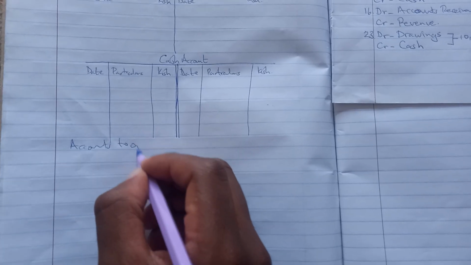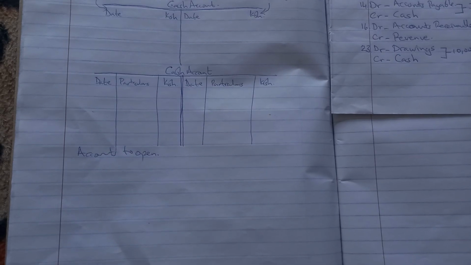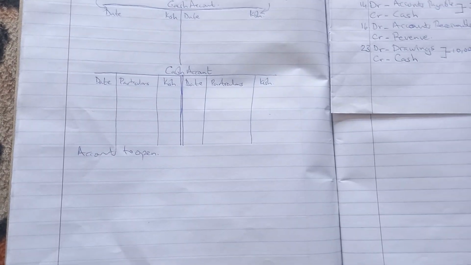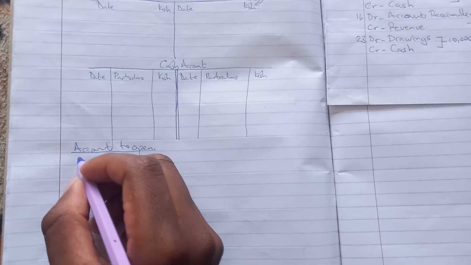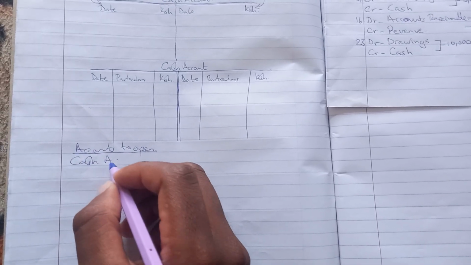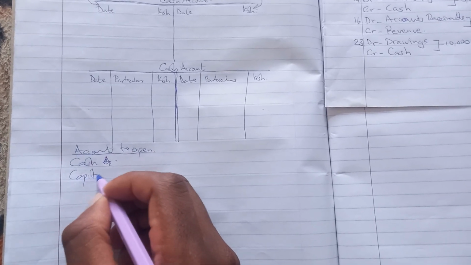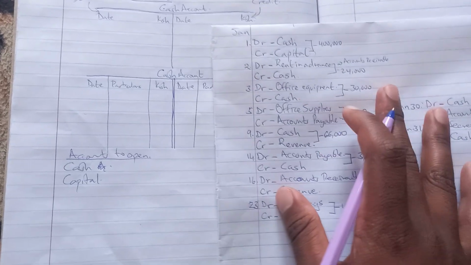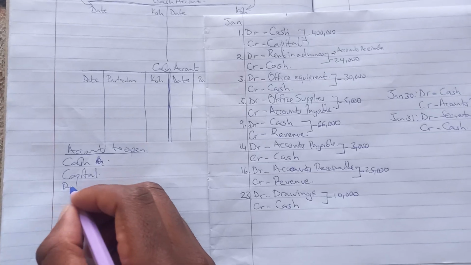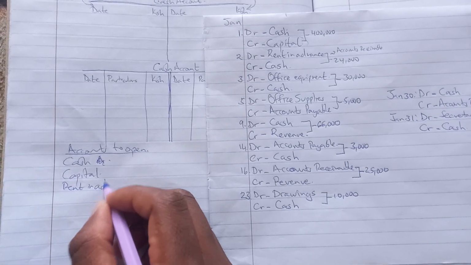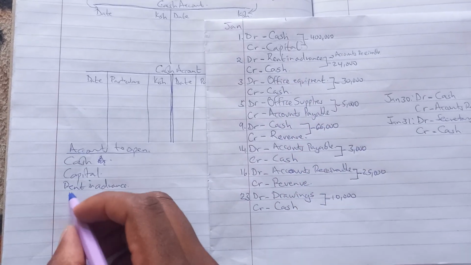Accounts to open. Okay? So, of course, cash account is the first one that we need to open. Cash account. There's no need of me writing account. We also have capital account. Cash account, capital account. We also have rent in advance. Rent in advance account. Cash, we've already noted it.